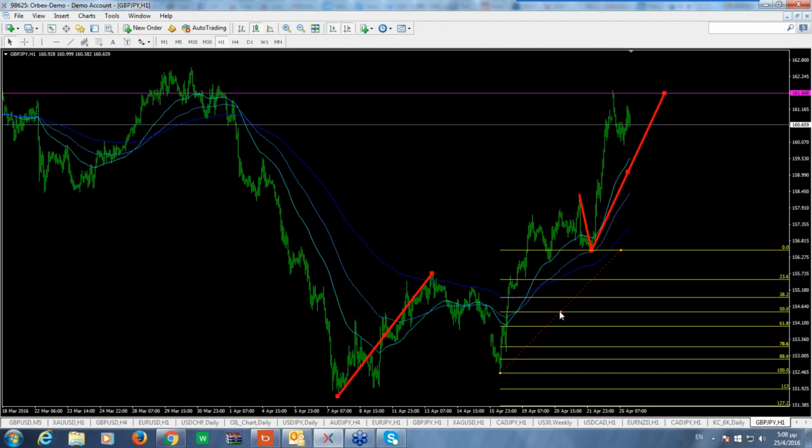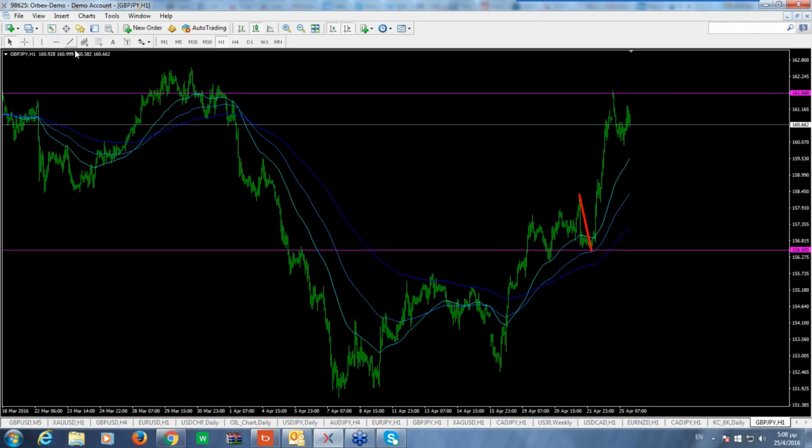Initially we had an ABCD here earlier, sorry about that, and an ABCD here. So we had an ABCD that went on earlier, and then went above this D point here, and now another A, B, C, D here. So it's showing more room on the upside.